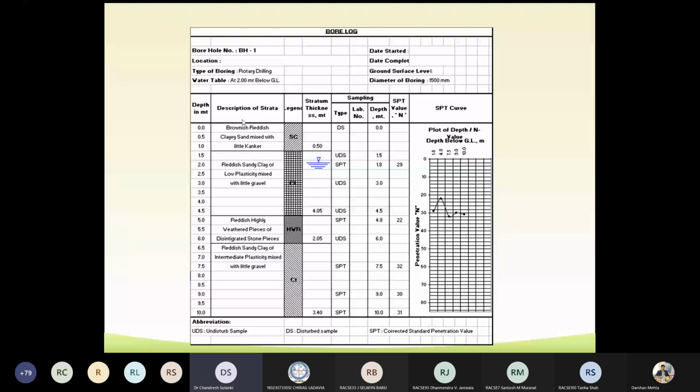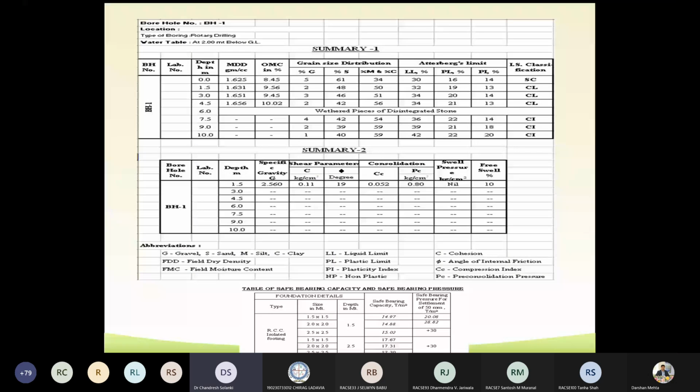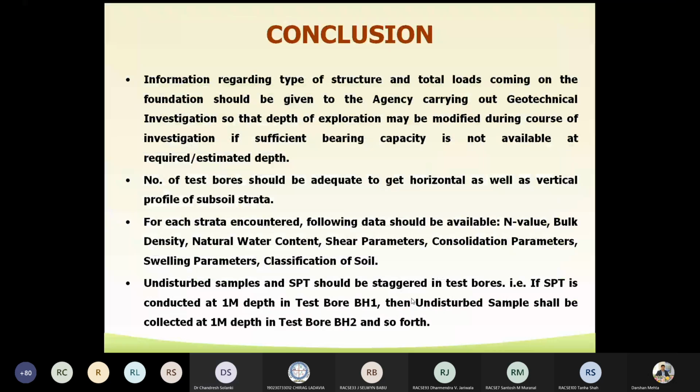In the next part, it continues with the laboratory testing results: grain size analysis, Atterberg limits, IS classification, then specific gravity, shear parameters, consolidation test, and swelling characteristics. After analyzing all these results, we calculate, at different depths and for different sizes of foundations, the safe bearing capacity of the soil. The safe bearing capacity is computed using the data as per IS 6403, and here they have been discussed.